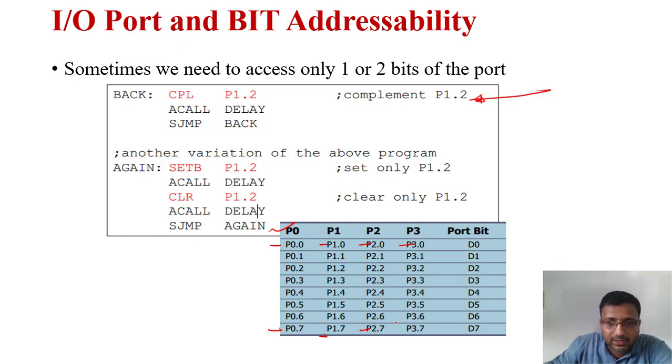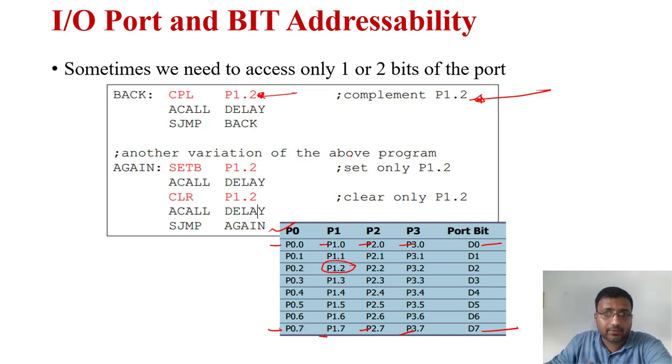Port 3 is having P3.0 to P3.7. So we can have port 0 bits, D0 to D7 bits. Okay, so here I can write CPL P1.2, which means what? It complements only 1 bit from this port 1. That is the second bit. So this bit is complemented only.